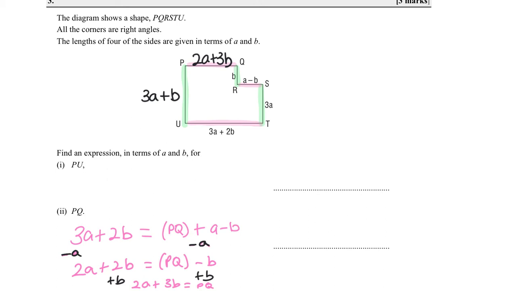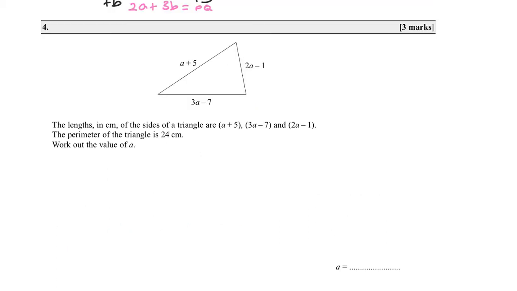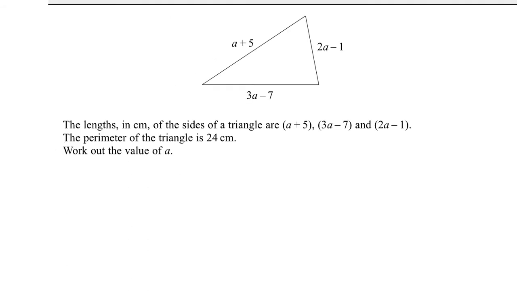We have found the lengths of the sides. Okay, question 4. So the lengths in centimetres of the sides of a triangle are A plus 5, 3A minus 7, 2A minus 1. The perimeter is 24. How do I work out perimeter? I add them all together, right?